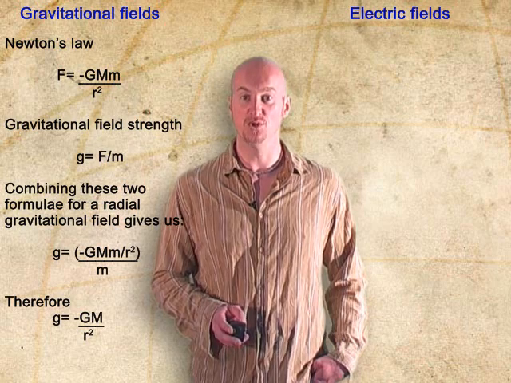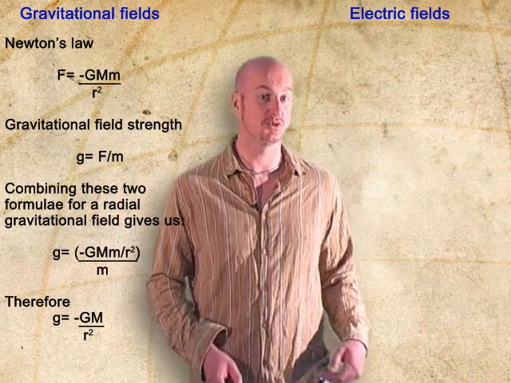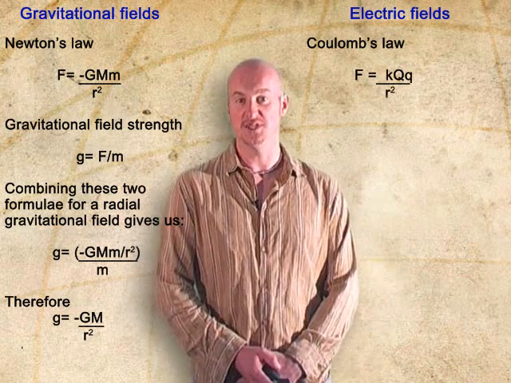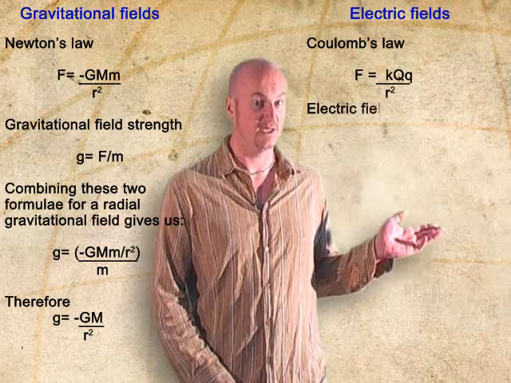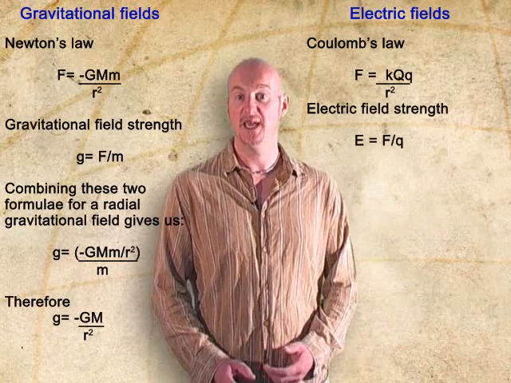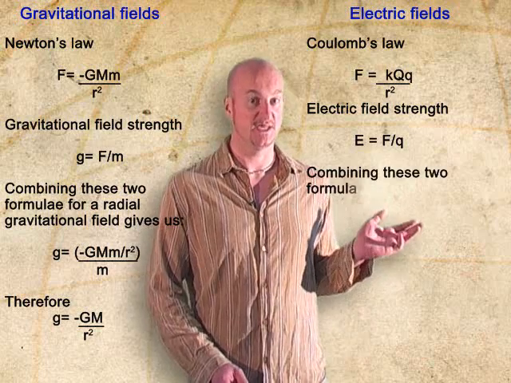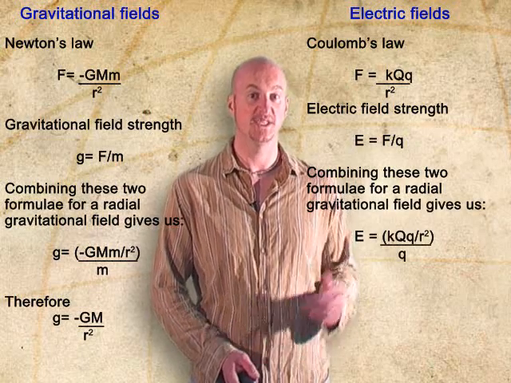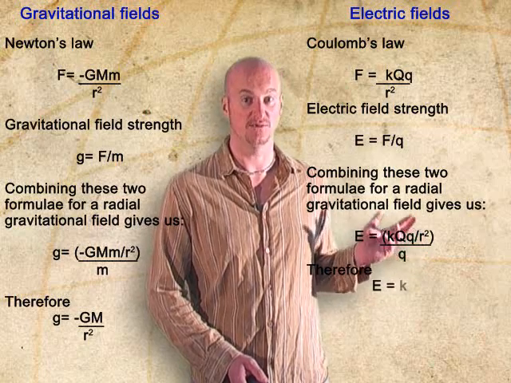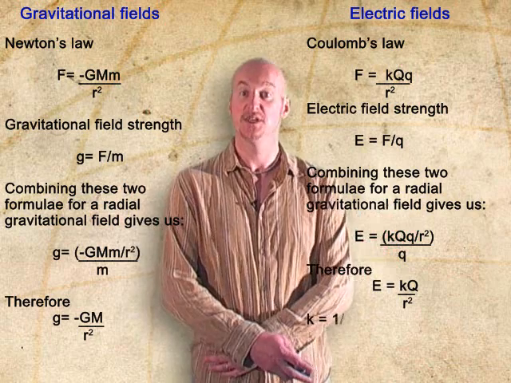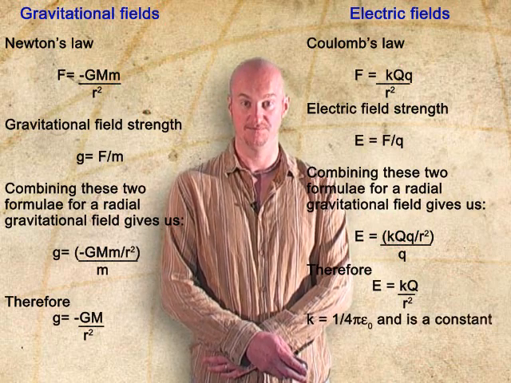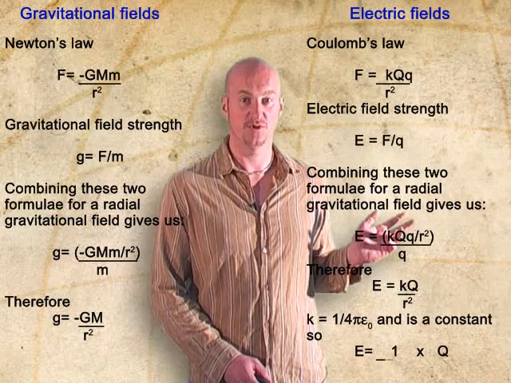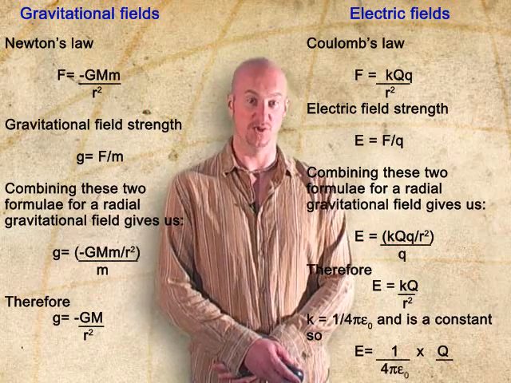In exactly the same way, we can find the electric field strength in a radial field. Again, from earlier lessons, we know that we can find the force between two charged particles using Coulomb's law, F equals K Q1 Q2, all divided by r squared. We also know that the electric field strength in a uniform field can be found by E equals F divided by Q. Again, if we combine these two formulae, we find that E equals K Q1 Q2 divided by r squared all divided by Q, which ends up as E equals K Q all divided by r squared, where K is a constant. K equals 1 over 4 pi epsilon naught. So to find the electric field strength in a radial field, we use E equals 1 over 4 pi epsilon naught times Q over r squared.